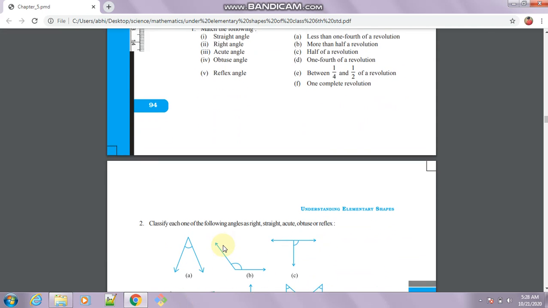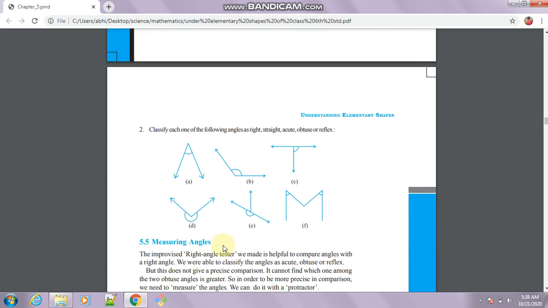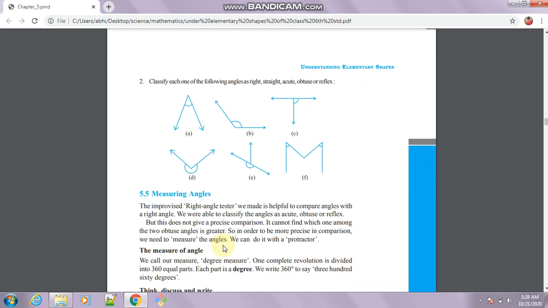Okay, students. I'll be solving this problem. Classify each of the following as straight, right, acute, obtuse, and reflex. See here, this is what angle? Acute angle. This is obtuse angle. This is right angle. Here also right angle. This is the straight angle. This is reflex. This is straight.